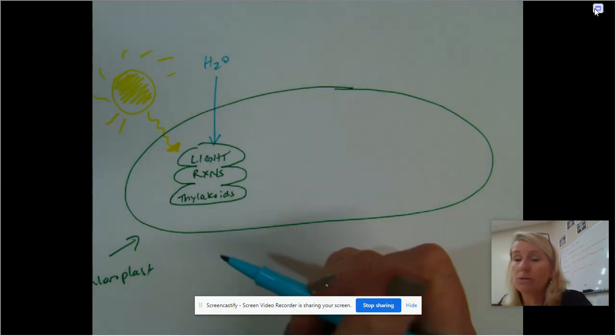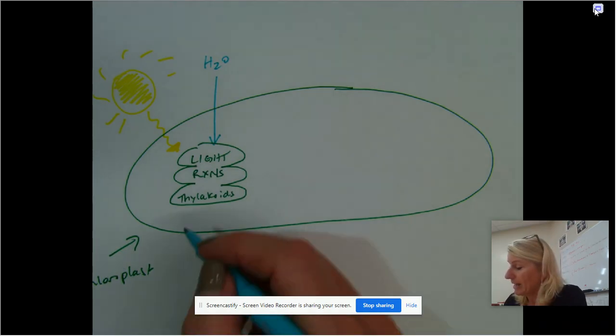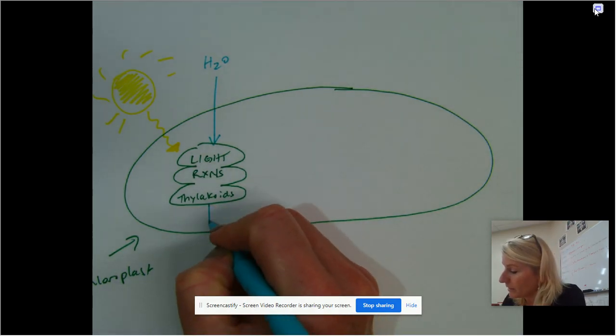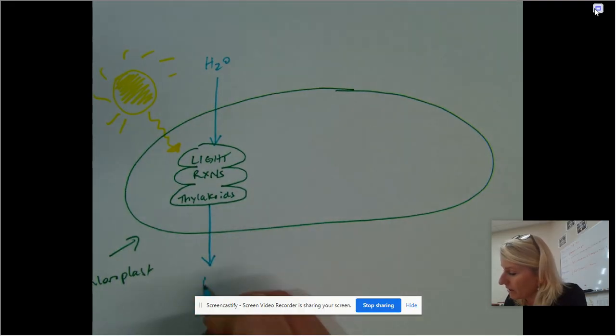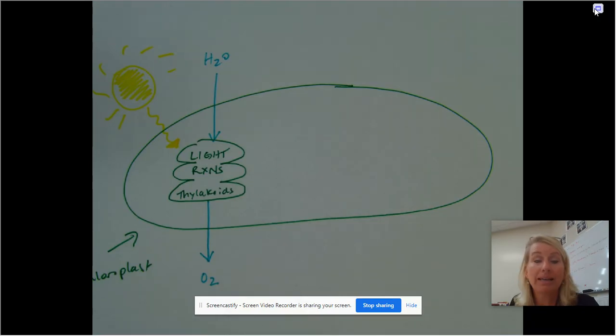And when water is used during the light reactions, we're actually going to split it in a process called photolysis, splitting with water. And what's going to come out after we split water is our oxygen. So we've already accounted for one reactant and one product of photosynthesis. We know that oxygen is a byproduct of photosynthesis.